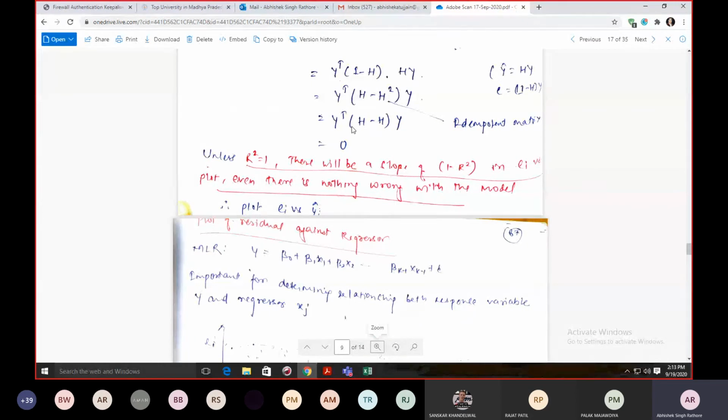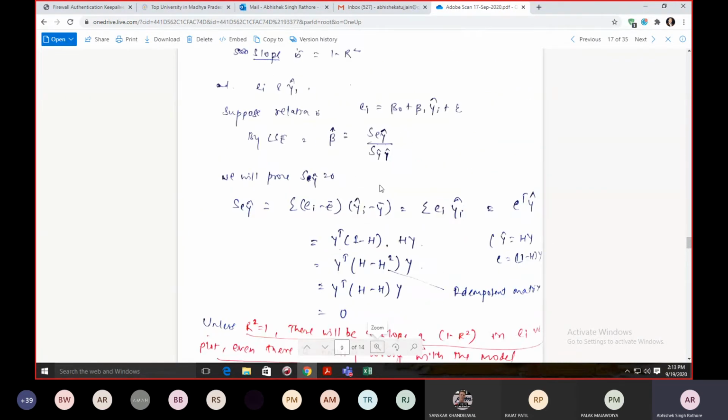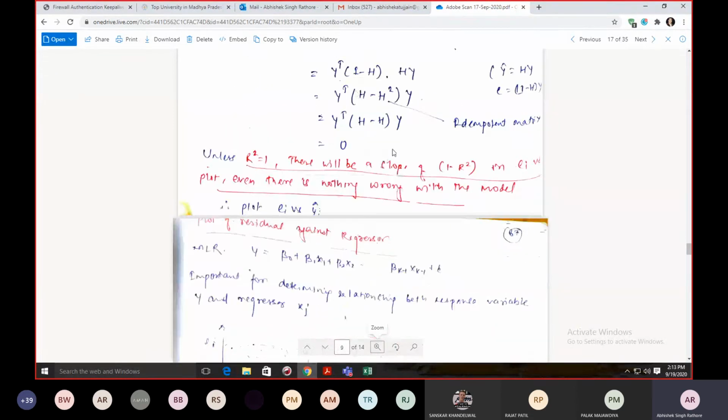I'm just giving a hint why we are not plotting ei versus yi: from this derivation we can say that your ei and your yi's are linearly correlated. So it is nonsense to check the linear relationship and estimate the linear relationship like that. So now, moving on, again plotting our residuals against the regressor.